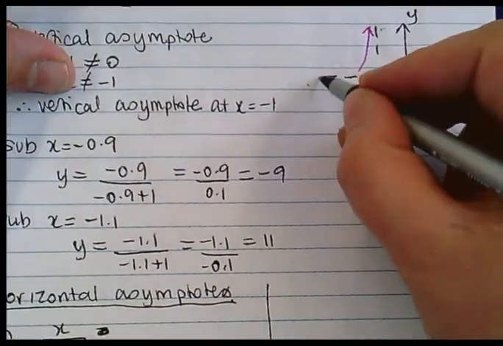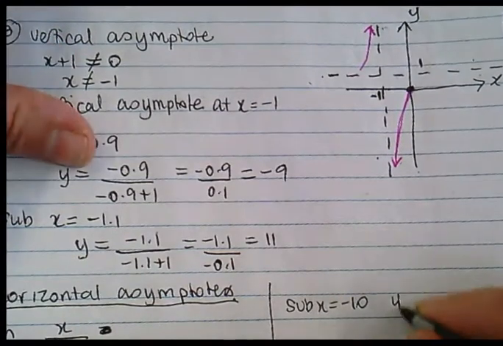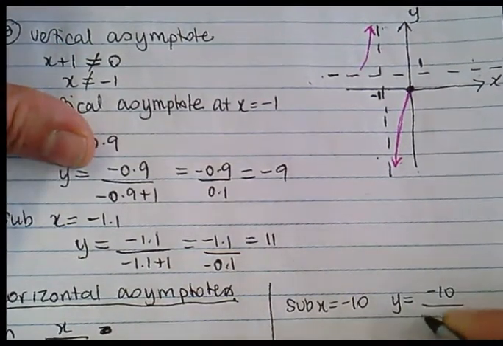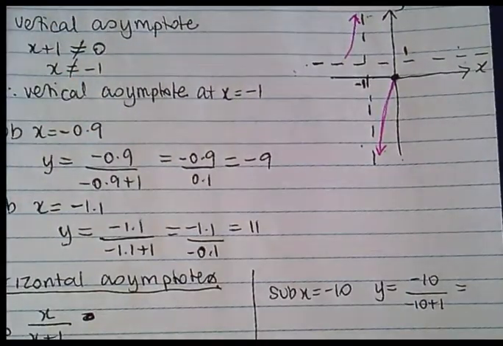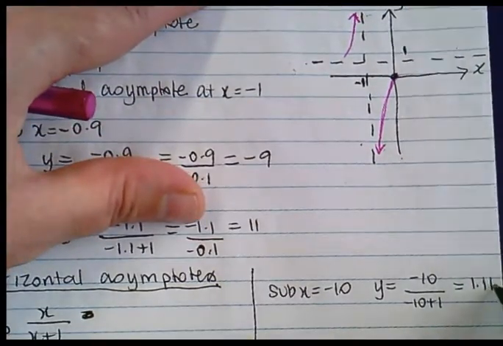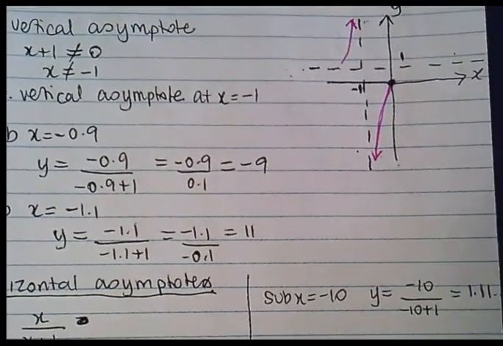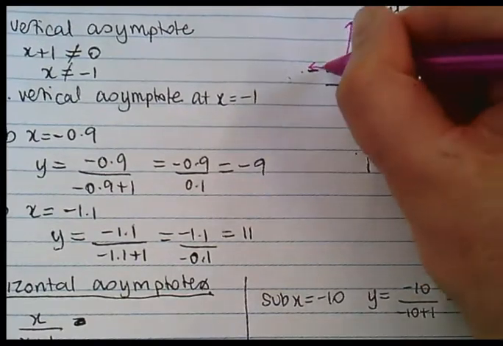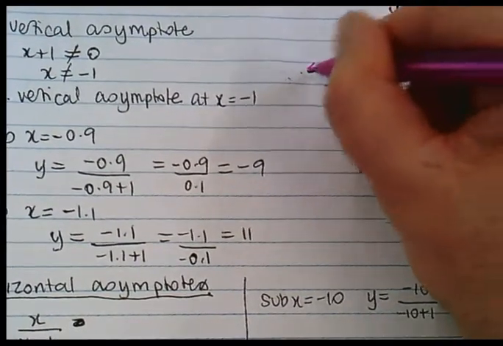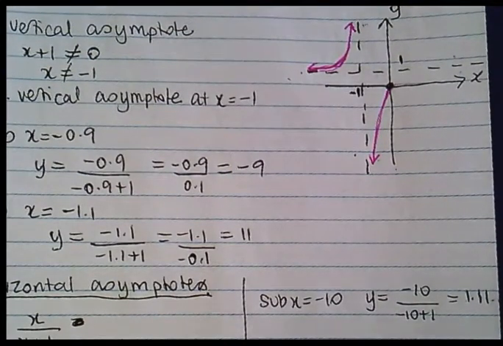Let's do negative 10. Sub x is negative 10. I get y is negative 10 over negative 10 plus 1. Isn't that negative 10 over negative 9? Yes? Which is what? 1.11, etc. Yeah, it approaches 1, but is it coming from above 1 or below 1? Above. There you go. All right. You okay with that? If that's the line y equals 1, 1.1 is above 1.